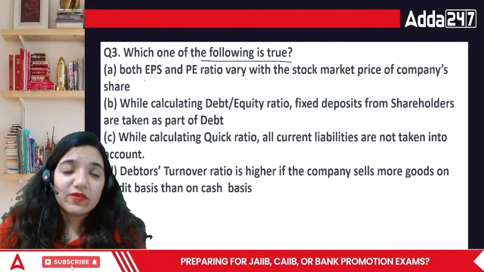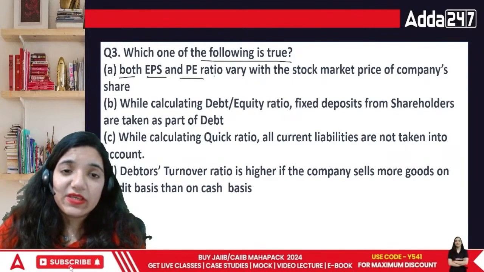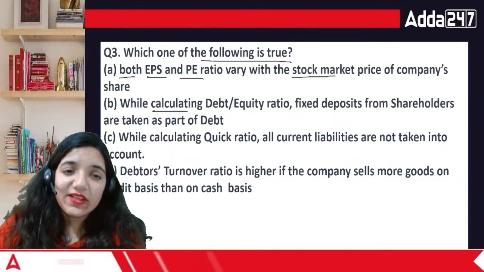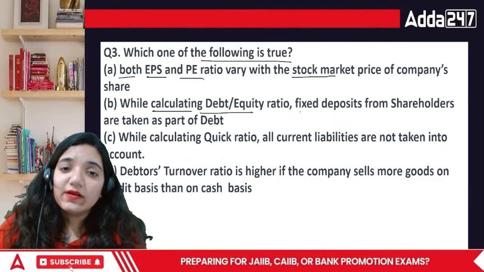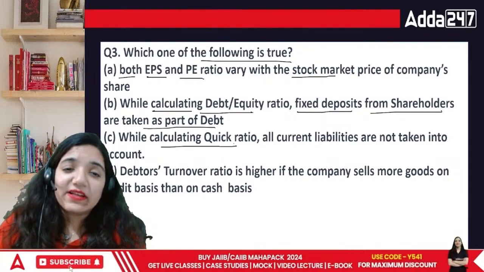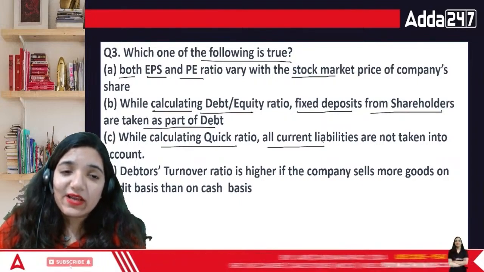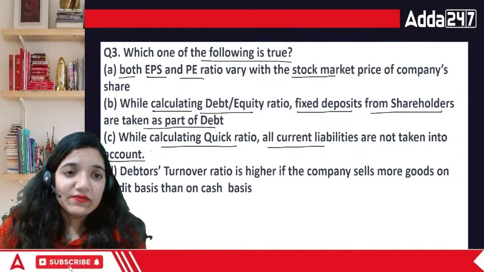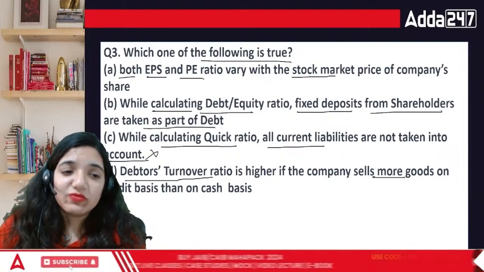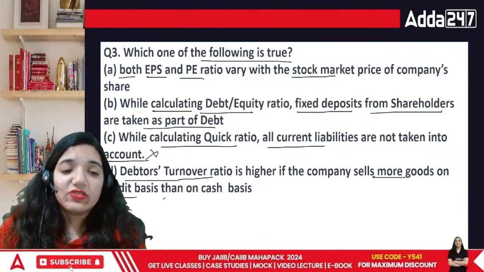Which one of the following is true, everyone? Both earning per share and PE ratio vary with stock market price. While calculating DE ratio, fixed deposits from shareholders are taken part of debt. While calculating quick ratio, current liabilities are not taken into account. This is not true. Debtors turnover ratio is higher if the company sells more goods on credit basis than on cash basis.